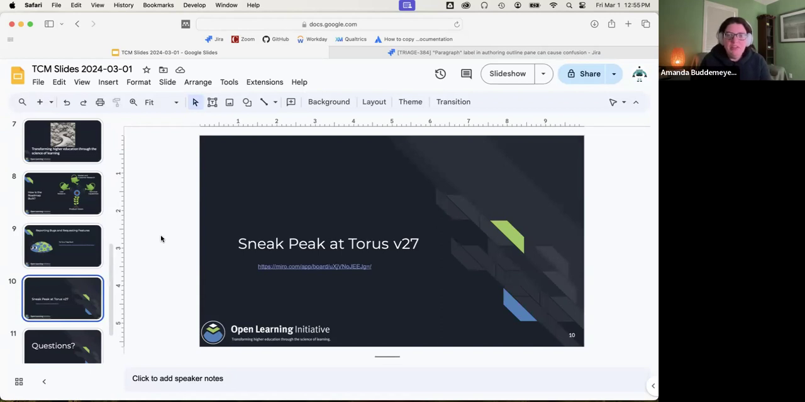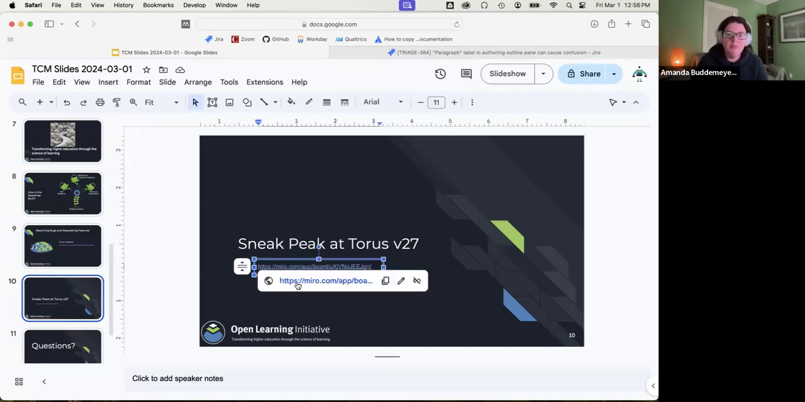Okay, so I'm going to give us a sneak peek at Torus version 27. I have a document here that is a Torus roadmap document that I will post as a PDF version onto the OLI website. And when you get that follow-up email after the meeting, I'm going to have made some updates to the website. I'm going to have posted this there. I'll have the meeting recording, and you'll get the link to that triage board. That's all going to be in that follow-up email. But for now, I'm just going to show you the Miro version.